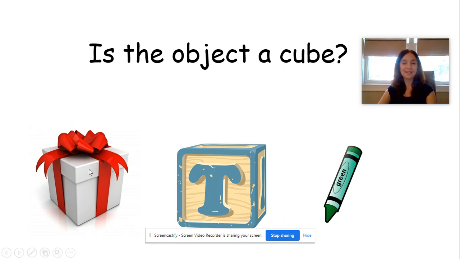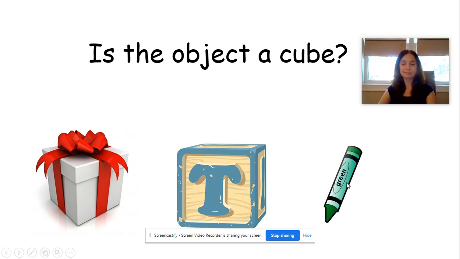Let's talk about the gift. Is the gift a cube? It is a cube. It has 6 flat surfaces. It's hard to tell in the picture, but it has 6 flat surfaces and no curved surfaces. Okay, the next one. Is it a cube? It is a cube. The alphabet block has 6 flat surfaces, no curved surfaces.